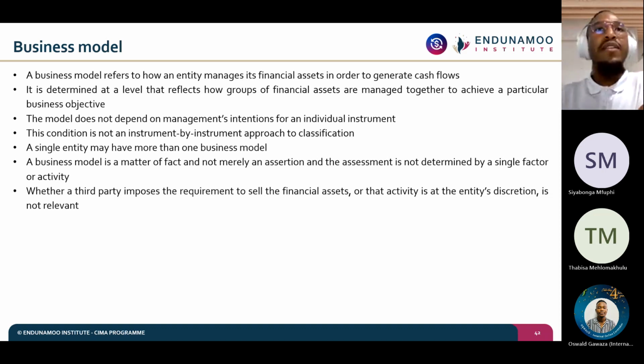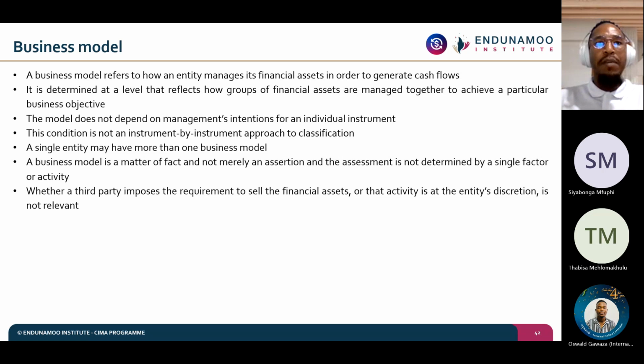Now, the model does not depend on management's intentions for one instrument. It is determined on a group level. This condition is not an instrument by instrument approach to classification. So as an entity, as a single entity, you may have more than one business model. You may have a group of loans that you're holding to collect contractual cash flows, and another group that you're holding to sell off in the short term, and another group that you're holding for both collecting contractual cash flows and selling these. So a business model is a matter of fact and not merely an assertion or a declaration, and the assessment is not determined by a single factor or activity.